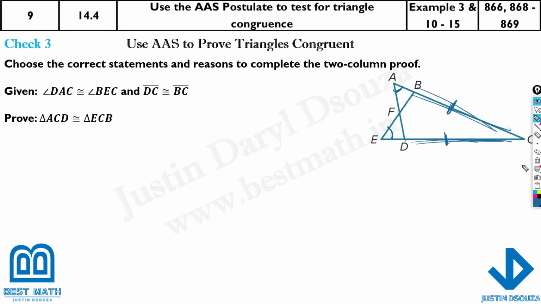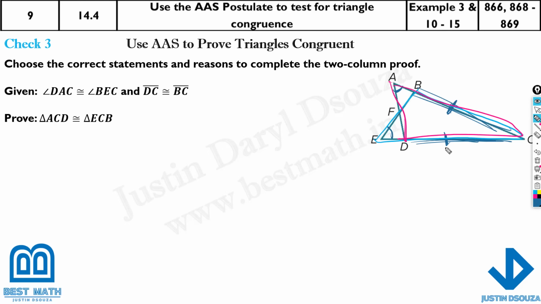Now you can see there are two triangles. Let me draw the triangle here. That is a very bad choice of color. Let me choose this color here. Okay, those are the two triangles. I hope you can differentiate them. One is A, C, and D. One more is E, B, and C.